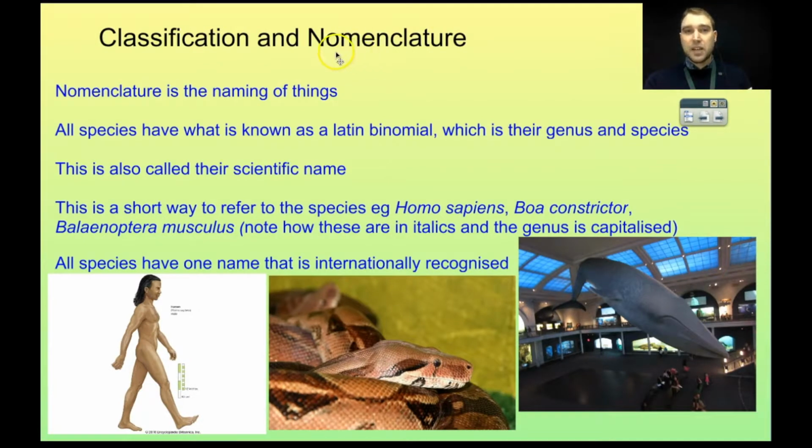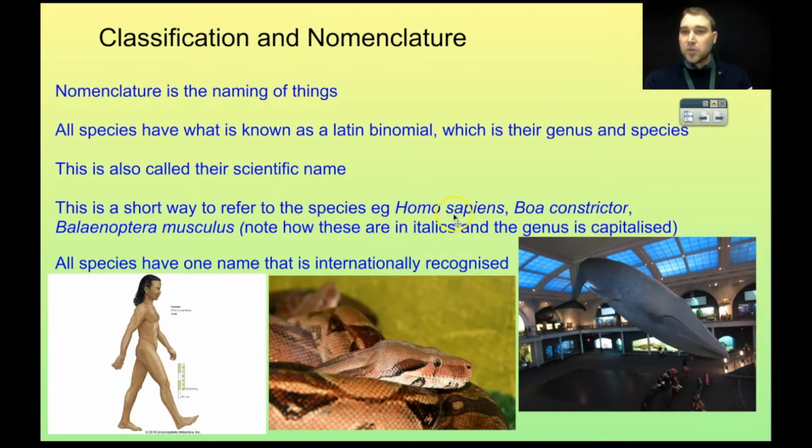Nomen means name, and clature is kind of organizing. So it's the naming of things and the organizing of things based on their names. So all species have a scientific name, which they're often referred to as, which is called a Latin binomial. Latin because it's normally in Latin, and bi means two, and nomo, again, name. So it's two names. And that's the genus and species, so that's those lower two levels of classification, and we call that the scientific name.